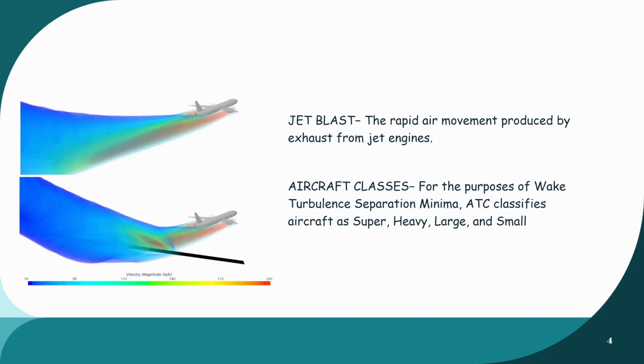Another term that we are looking at this month is jet blast, the rapid air movement produced by exhaust from jet engines. They blow air out the back of them. And then aircraft classes. For the purposes of wake turbulence separation, ATC classifies aircraft as super, heavy, large, and small.